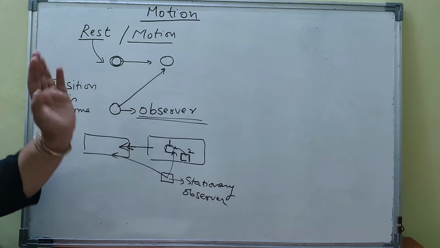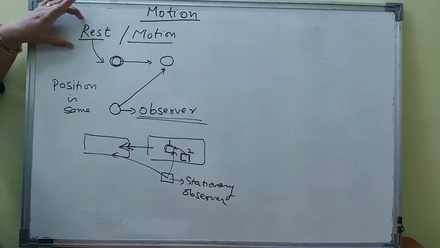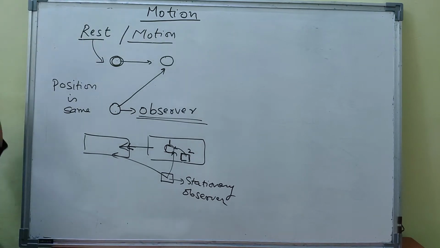So that is when we say an object is at rest and when we say an object is in motion. Whenever the position changes with respect to an object, it is in motion. And whenever the position does not change, we say it is at rest.